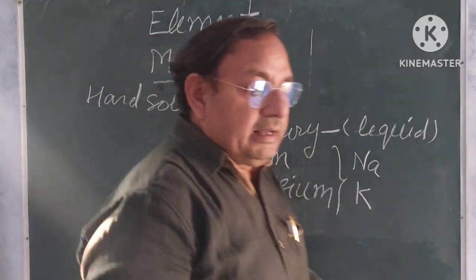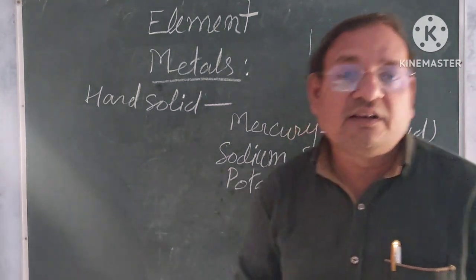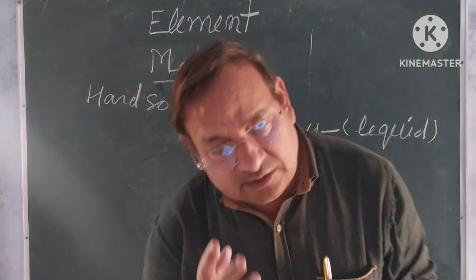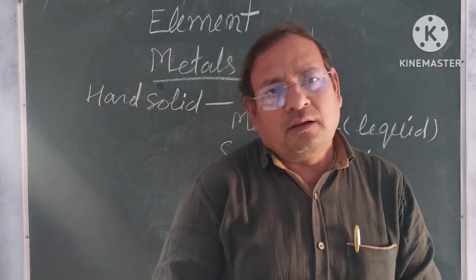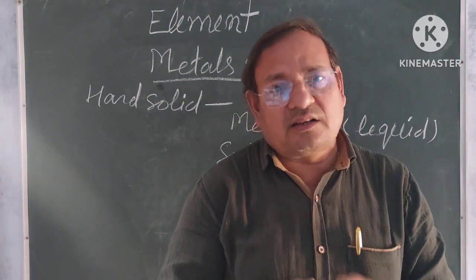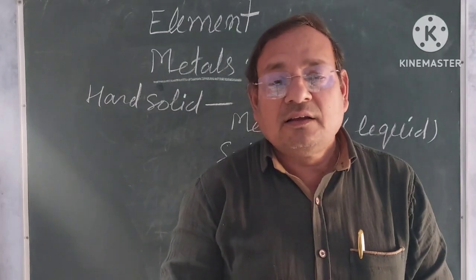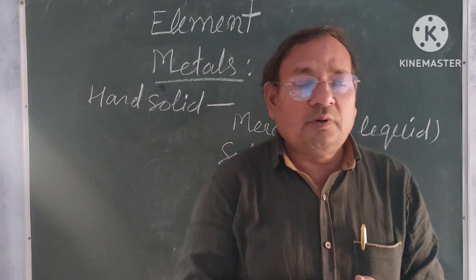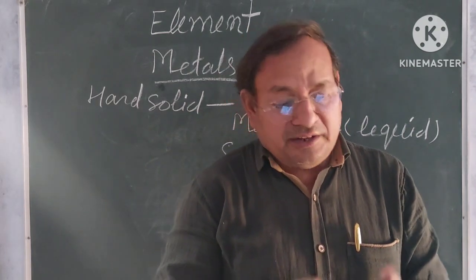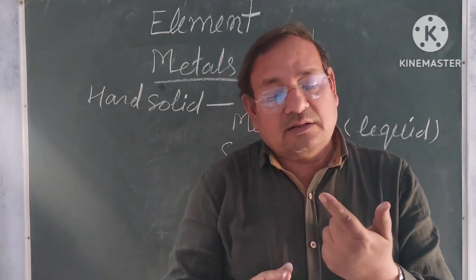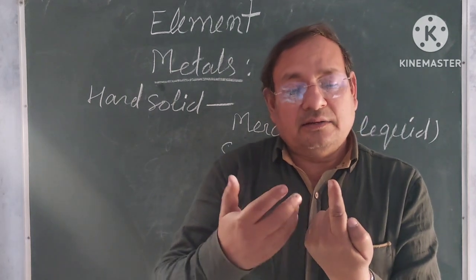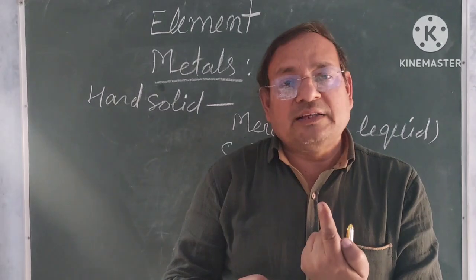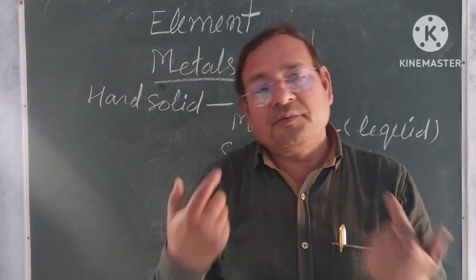Now I am going to explain another property. Luster. My dear students, all of you know, generally metals are lustrous. It means they have a shiny surface. You have seen at your home or any other places, newly cut metal is seen as very shiny. This property is known as the lustrous property of metals.